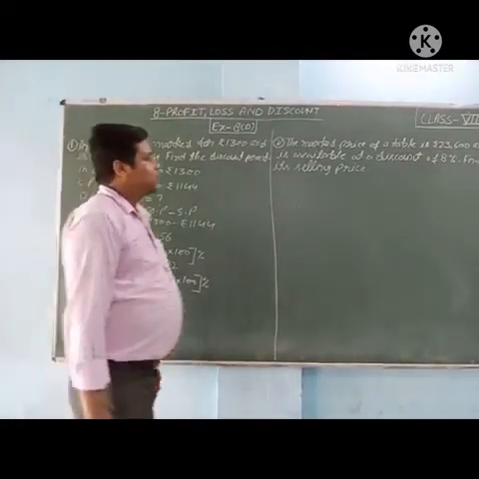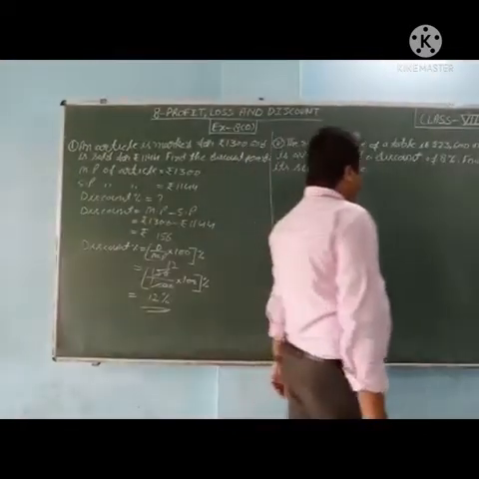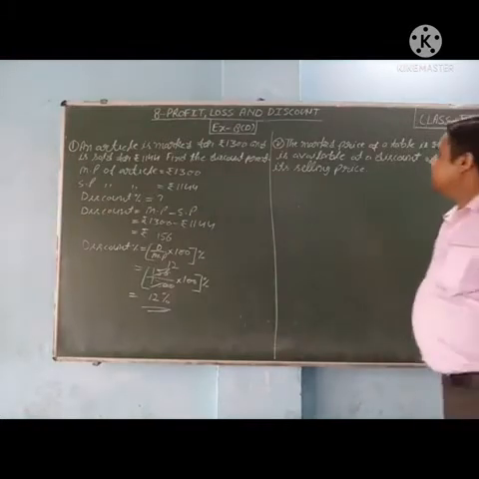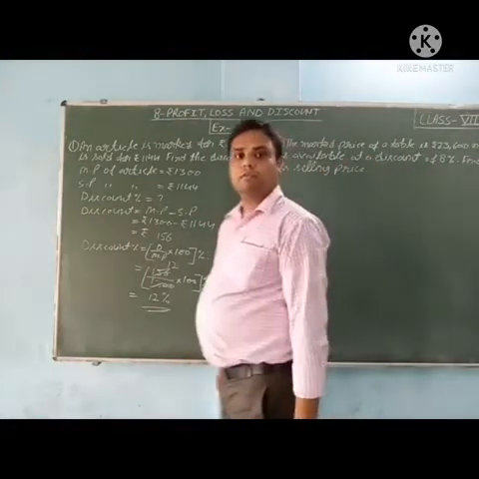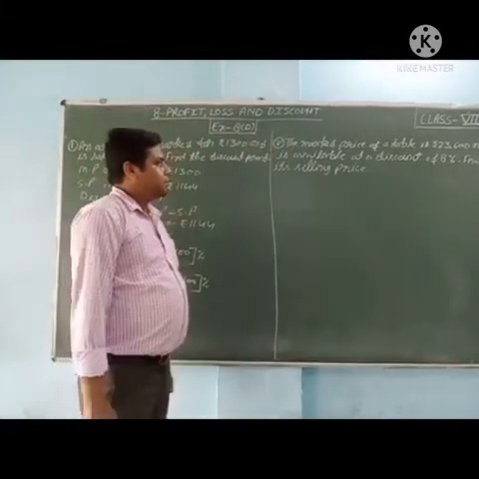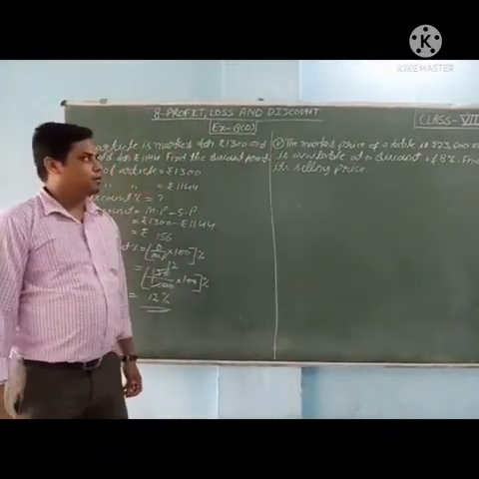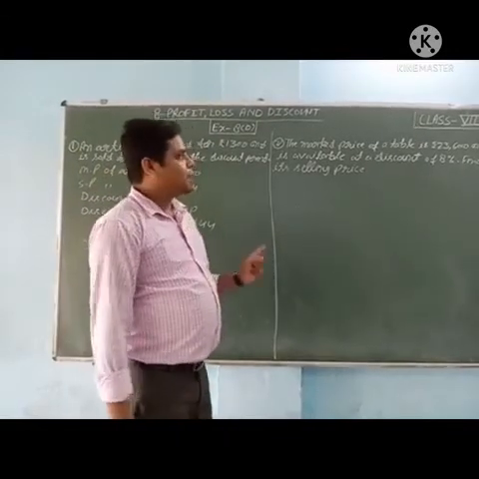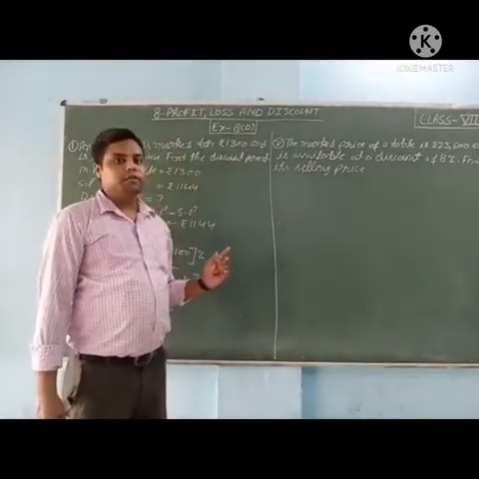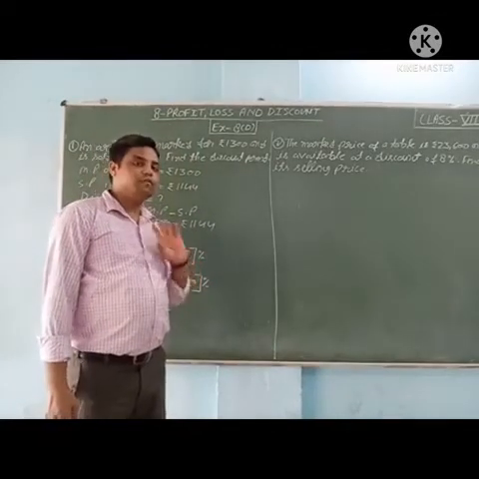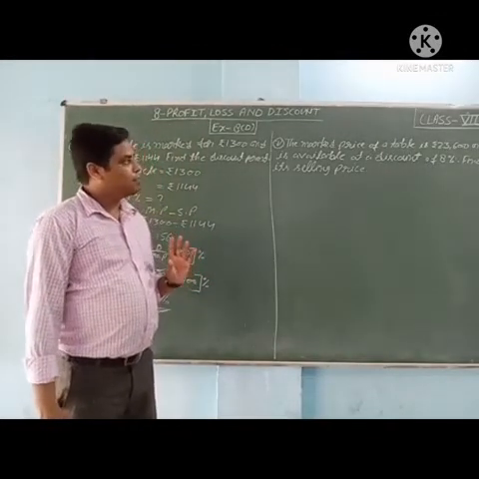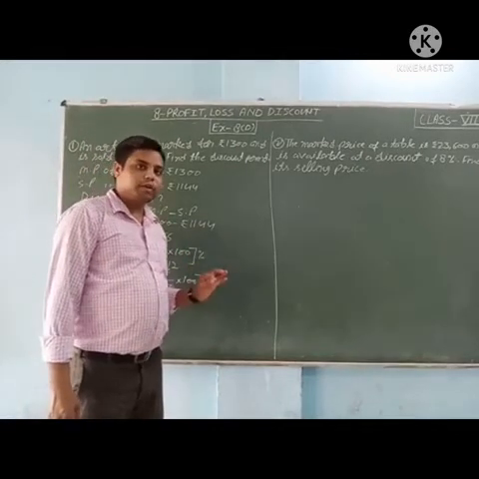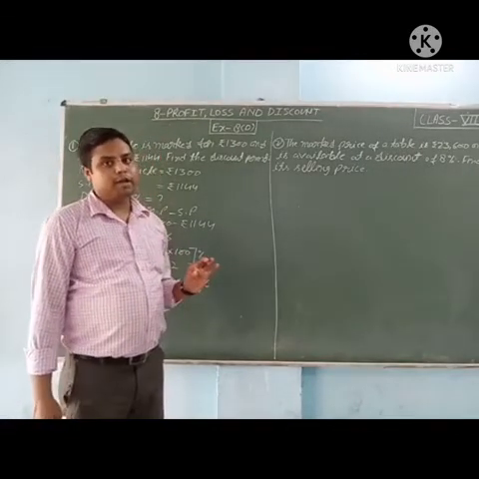Next, second sum. The mark price of a table is rupees 23,600 and it is available at a discount of 8%. Find its selling price. So we have to find the selling price; mark price and discount percent are given. We have written one formula that selling price is equal to 100 minus discount percent upon 100 multiplied by MP.